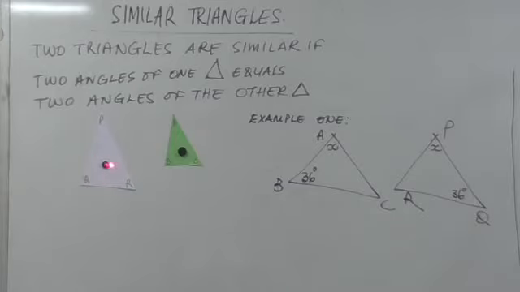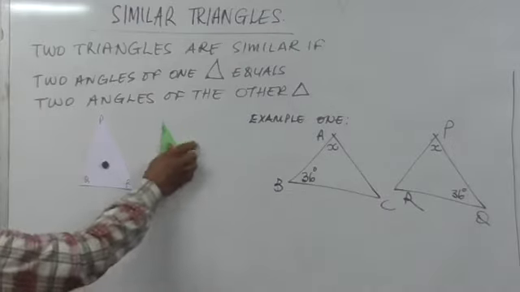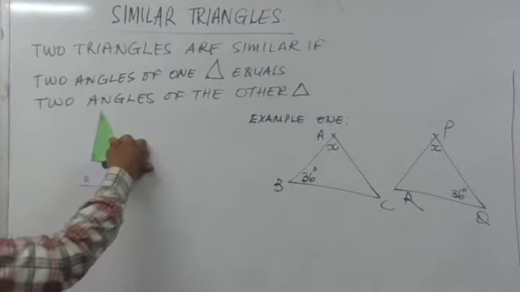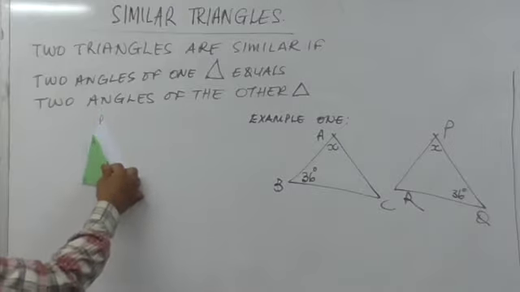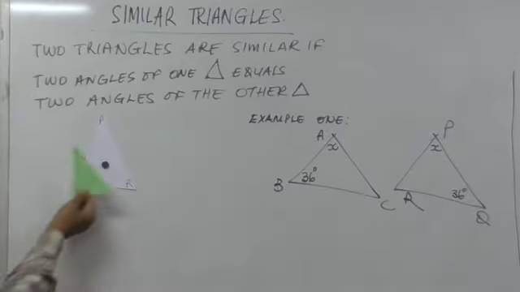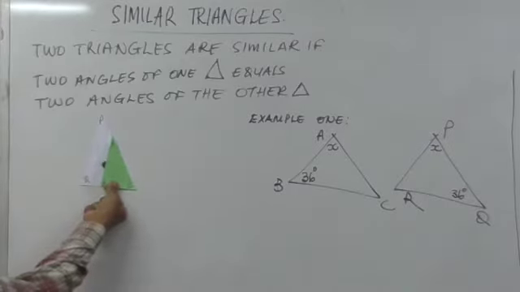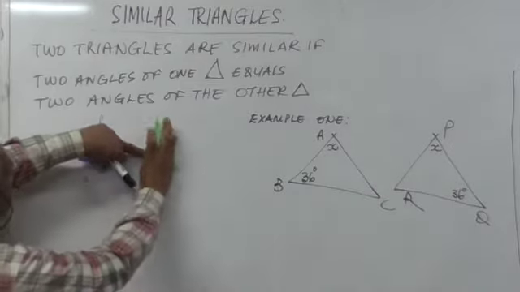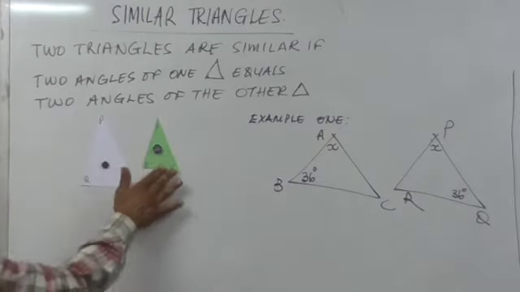So here you can see the white triangle and here you can see the green triangle. This is triangle PQR and that is triangle ABC. If we compare them, you can see that angle A is equal to angle P, angle B is equal to angle Q, and angle R is equal to angle C. So these two triangles are similar.